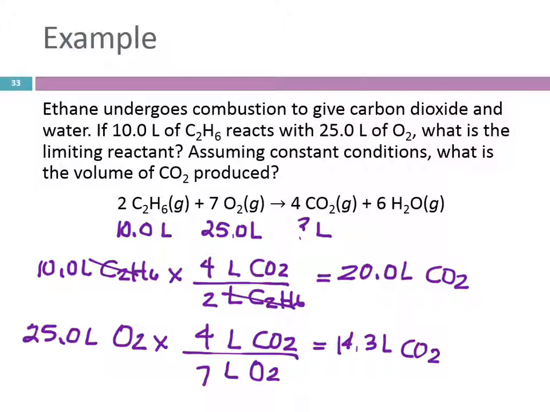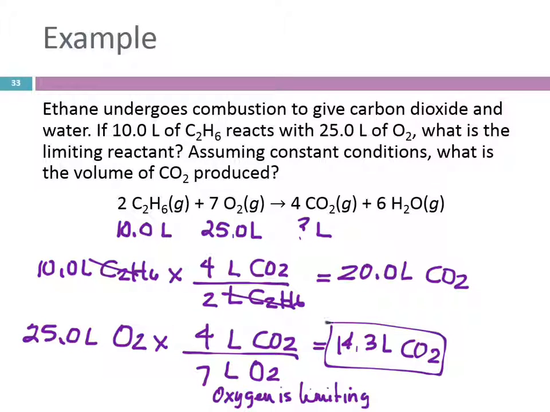So what's the limiting reactant? Oxygen. So if you're really going to be proper about this, oxygen is limiting. That's a full sentence for a chemist. We do a lot of bullet point things. And then what's the volume of CO2 produced? It's this one, the smaller one. Make that 4 look a little better. Any questions?